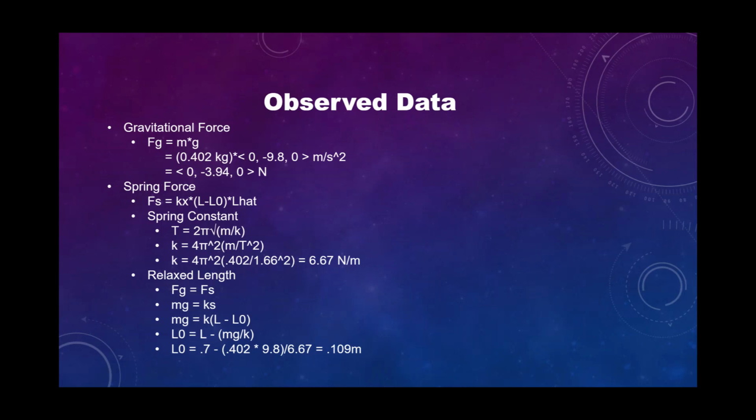And I found that T to be 1.66 by finding the difference between the first oscillation and the second oscillation, and then the second oscillation and the third, then finding the average of those two oscillations. And then overall, the force of gravity equals the force of the spring, so the initial, or L naught, is 0.109 meters.